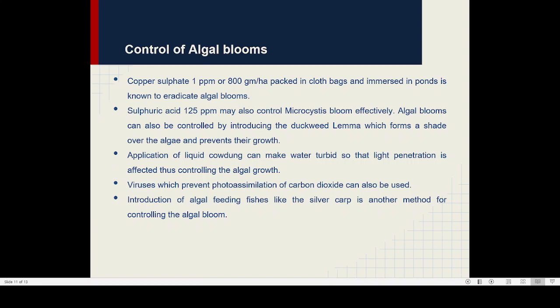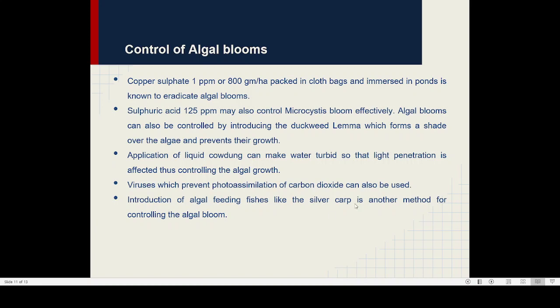Then some viruses may be helpful in controlling the algal bloom. Then we also use some kind of fish like silver carp. Silver carp is a very important fish in controlling algae. They will be feeding on this kind of algae, so that algae will not be multiplying beyond a certain level. So these are some of the important measures.